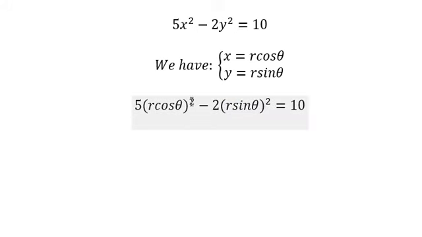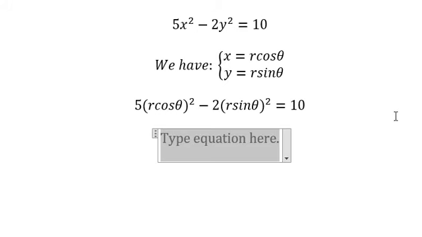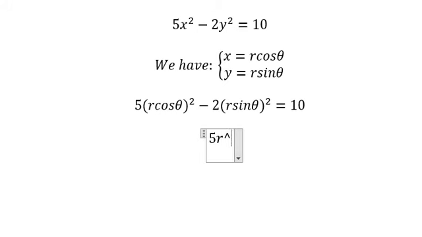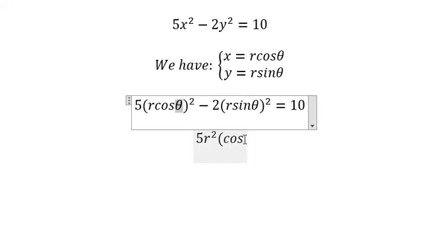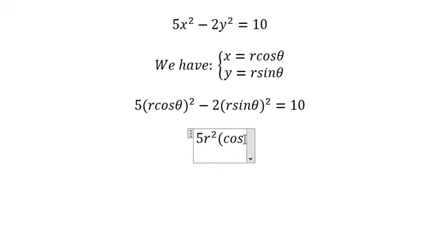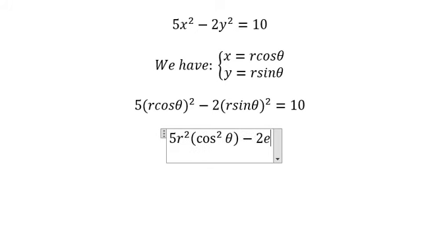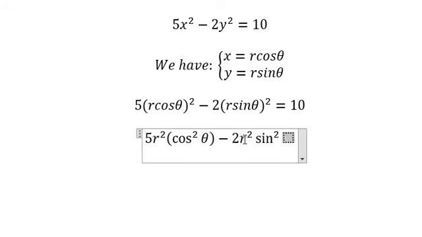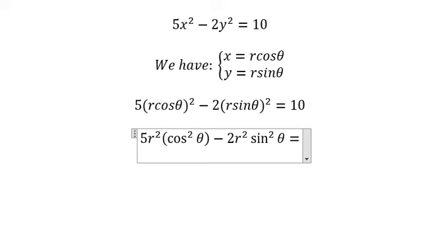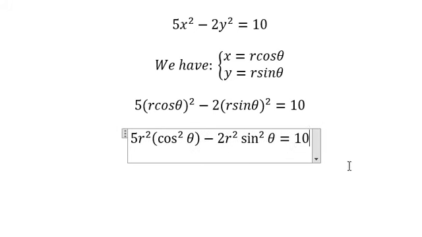So we have the power 2 and power 2. So we got 5r squared cosine squared theta minus 2r squared sine squared theta equals 10. Now we have r squared and r squared.